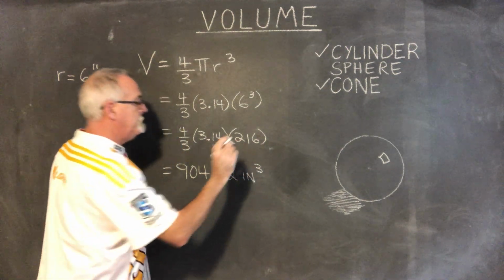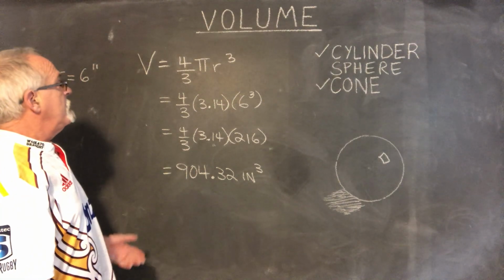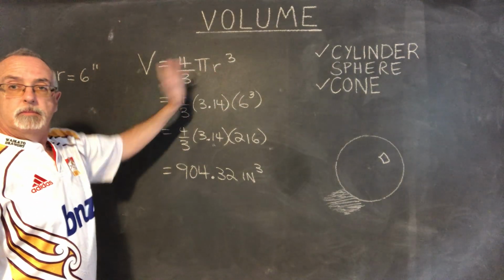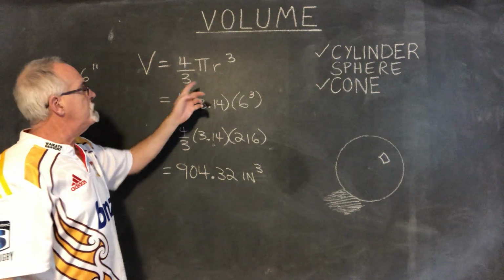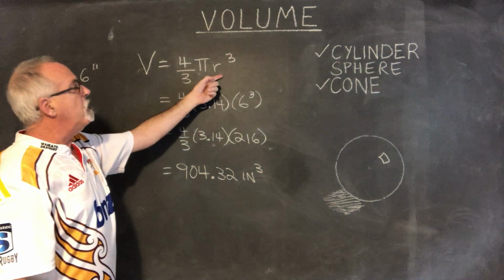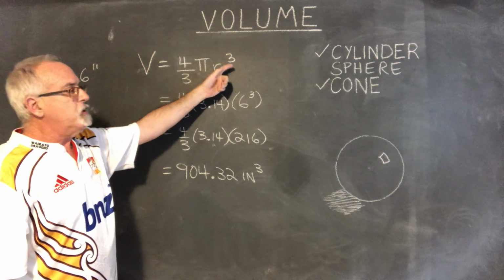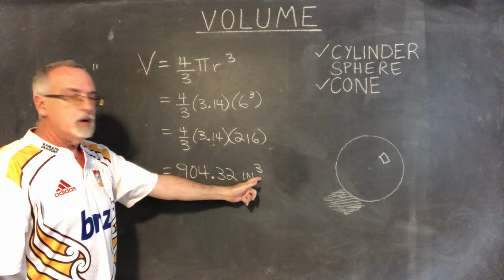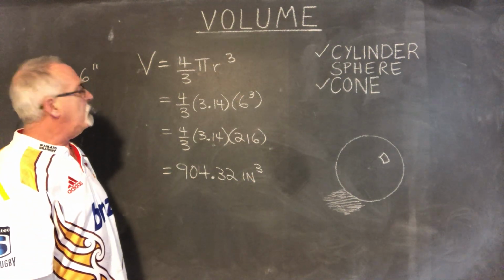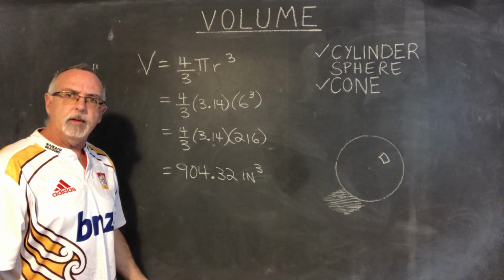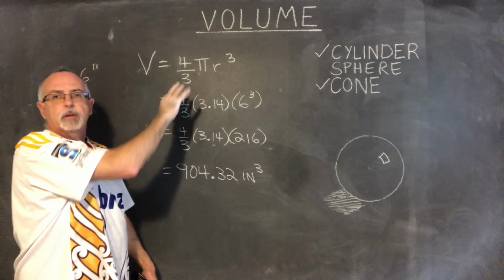Inches cubed. Keeping an eye on the time. And the r is cubed. It's kind of really quick to notice that. 4/3 is a number, it doesn't have a unit. Pi is a number, it doesn't have a unit. But r is the radius, and it has a unit, and the unit is inches. But it happens 3 times, which gives us that little 3 up here in our unit of measure for our volume.